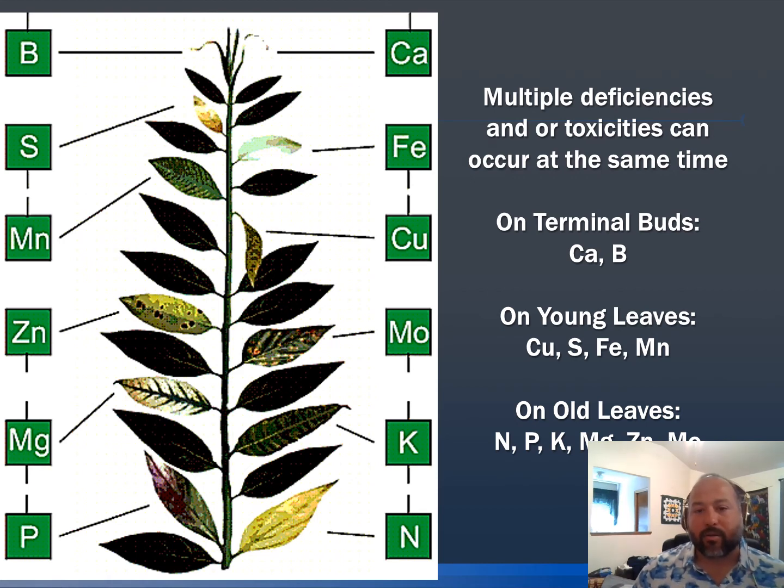On your terminal buds, you can see calcium and boron. Young leaves, you'd really be looking at copper, sulfur, iron, manganese. On old leaves, your nitrogen, phosphorus, potassium, magnesium, zinc, and molybdenum.